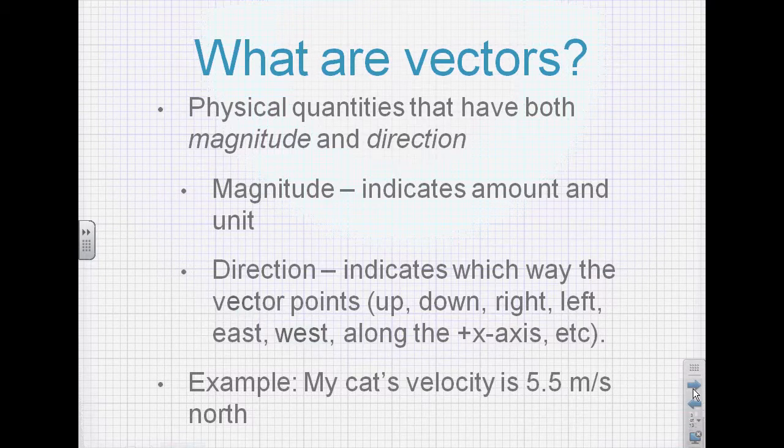Direction tells you which way the vector is pointing. So a vector quantity could point up, it could point down, it could point east or west, north or south, along the x-axis or along the y-axis, and the direction tells you which way that is. So for example, one vector quantity is velocity. I can say that my cat's velocity is 5.5 meters per second north. 5.5 meters per second is your magnitude, and north is your direction.